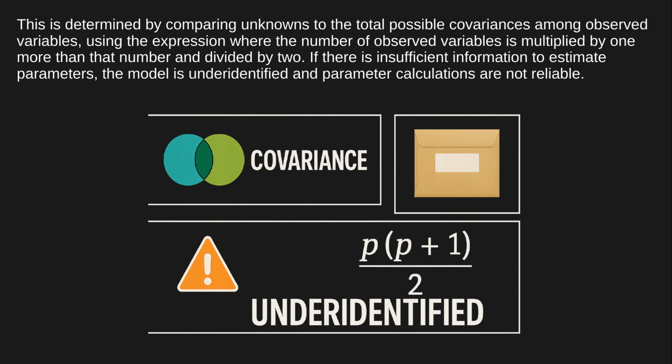This is determined by comparing unknowns to the total possible covariances among observed variables, using the expression where the number of observed variables is multiplied by one more than that number and divided by 2. If there is insufficient information to estimate parameters, the model is under-identified and parameter calculations are not reliable.